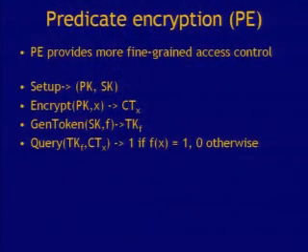And what does a predicate encryption scheme look like? We have 4 algorithms: a setup algorithm, which gives us a public key and a secret key; an encryption algorithm, which takes a public key and a message and returns a ciphertext; a generate token algorithm, which takes the secret key and the description of a predicate and gives us a token for that predicate. So now we have a query algorithm that takes a token for a predicate F and a ciphertext for a plaintext X, and it'll return 1 if the predicate F evaluated on X is true, and 0 otherwise.